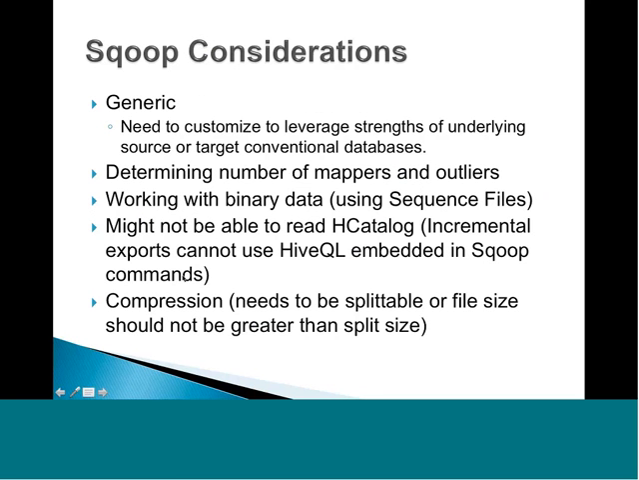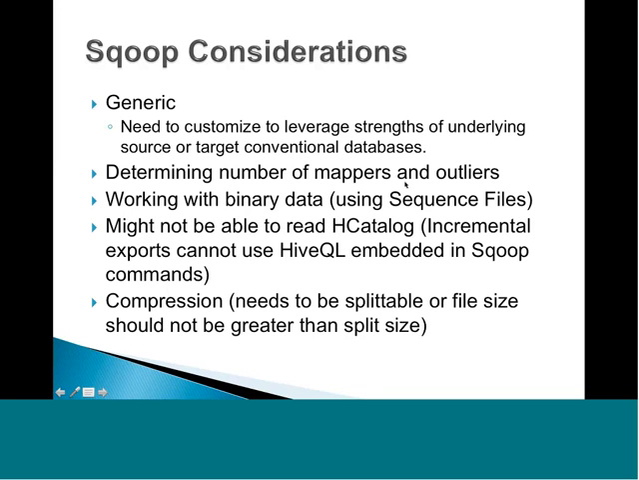So, Sqoop considerations: generic tools need to be customized to leverage the strength of the underlying source or target conventional databases, which I have explained earlier. For example, in Oracle, if you have to get the desired parallelism, either you have to reduce the commit rate, I think there is a parameter for that, or, if that is not there, you have to increase the init trans depending upon the number of threads you are using to load the data into the target database.